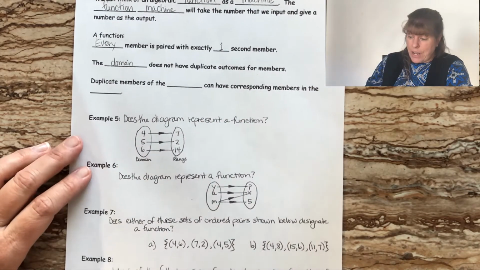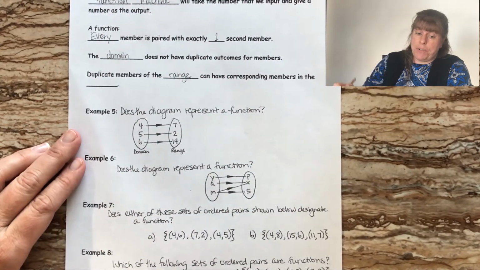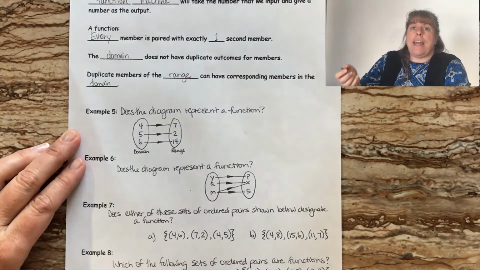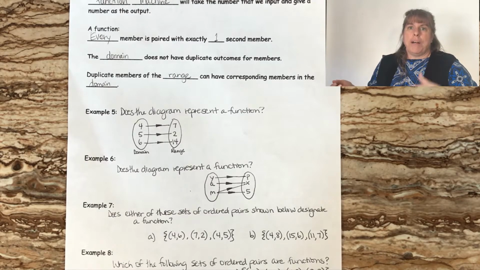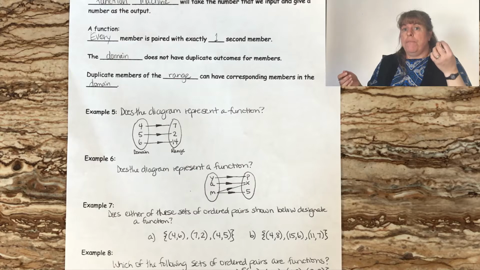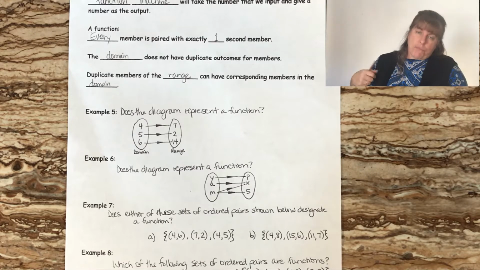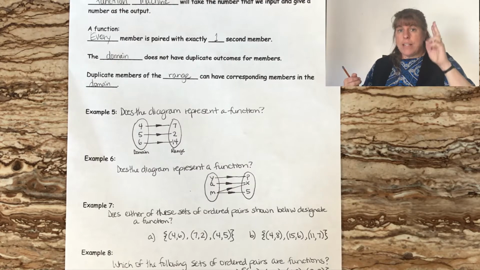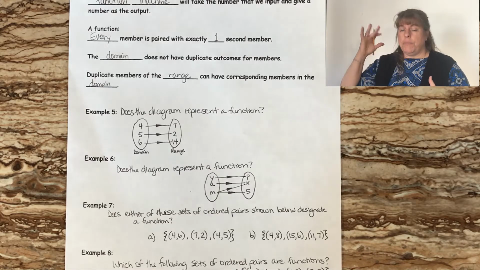Duplicate members of the range, however, can have corresponding members in the domain, which would happen if you had a 9 being the answer, the output of your machine, but -3 and +3 being both the domain, because it would be x squared, for instance. So -3 squared is +9, +3 squared is +9 as well. So as long as your domain is a different number, no duplicates, that's good. The range can have duplicates all over the place.